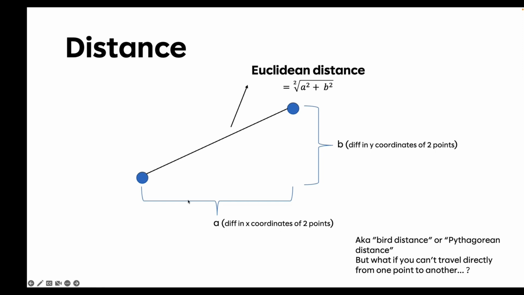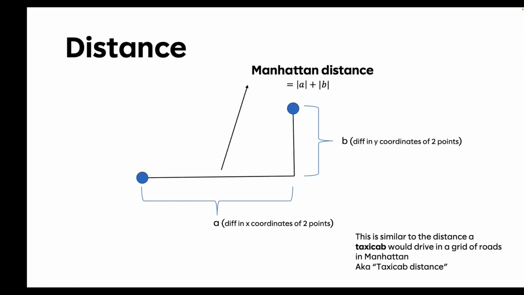Now, but what if you can't travel directly? If you have a situation where you have to go in a grid, then the equation changes a bit. You're going in this direction, and then you go up, so you're not going straight. This would be like the A and the B. You would still take the difference between the x values, and then the difference between the y values, and then you would take the absolute value, because obviously distance can only be positive.